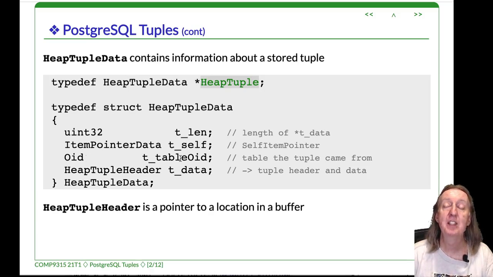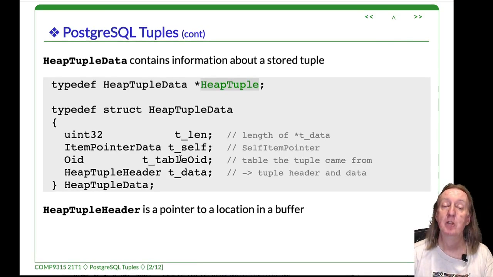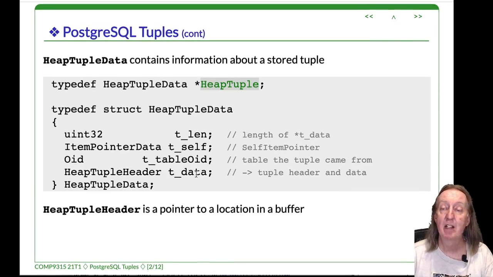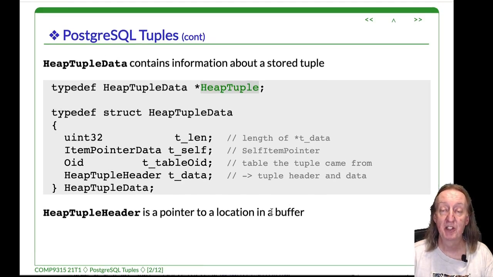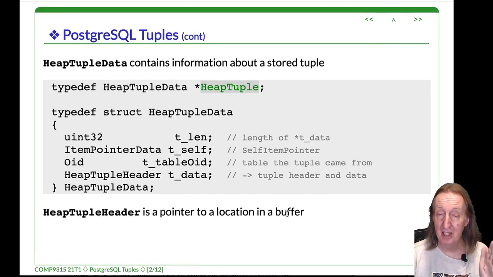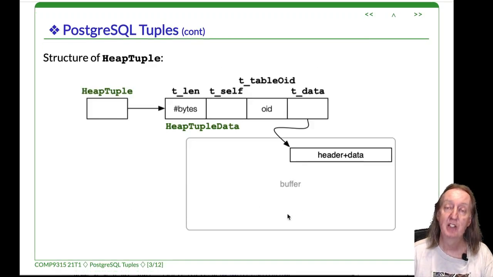OID, this is important because we need to know which table the tuple came from, because with that information we can get all the details of the schema, for example. And a heap tuple header, which we'll have a look at in a minute. No, in fact, we'll have a look at it right now, because all it is is a pointer to a location in a buffer, which is where the actual sequence of bytes that represents the tuple is located.